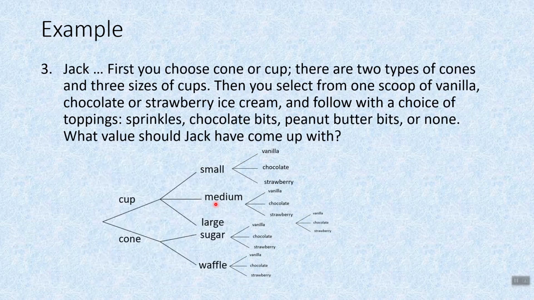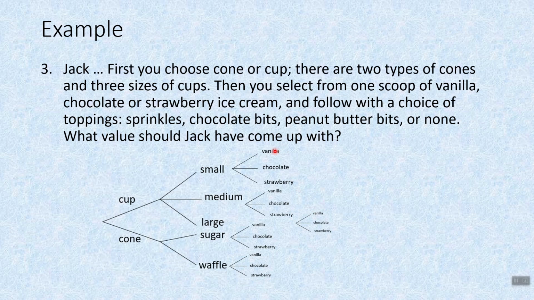Next layer, what type of ice cream? Maybe you want to choose a cup that's small with chocolate, or a cup that's small with strawberry, or a cup that's medium with vanilla. All these different options, and this one actually goes here, but it would overwrite. It's chaotic, and you can see that as we grow more, it's going to be larger and crazier. I do not generally use tree diagrams past a 3 level, even though this one would require 4. Actually, at all of these ends, I would have sprinkles, chocolate bits, peanut butter bits, or none.